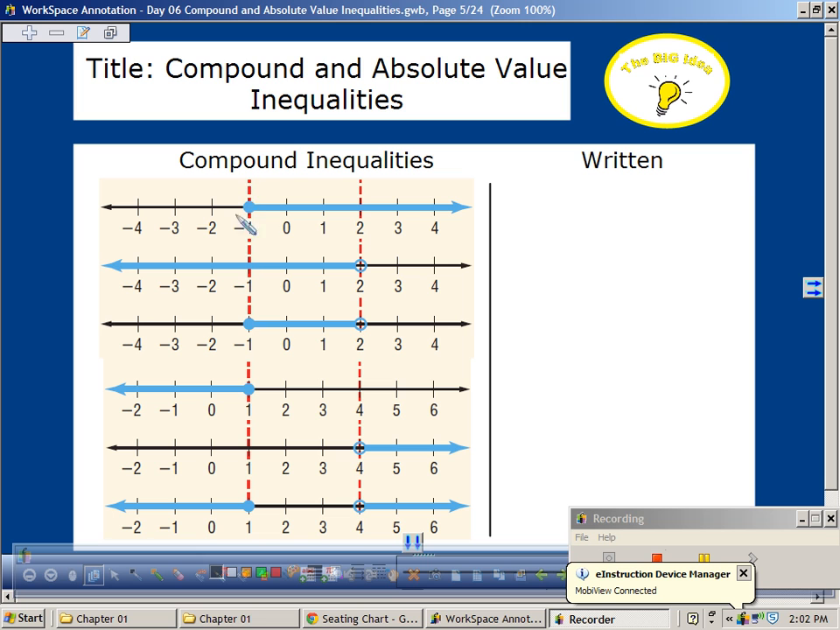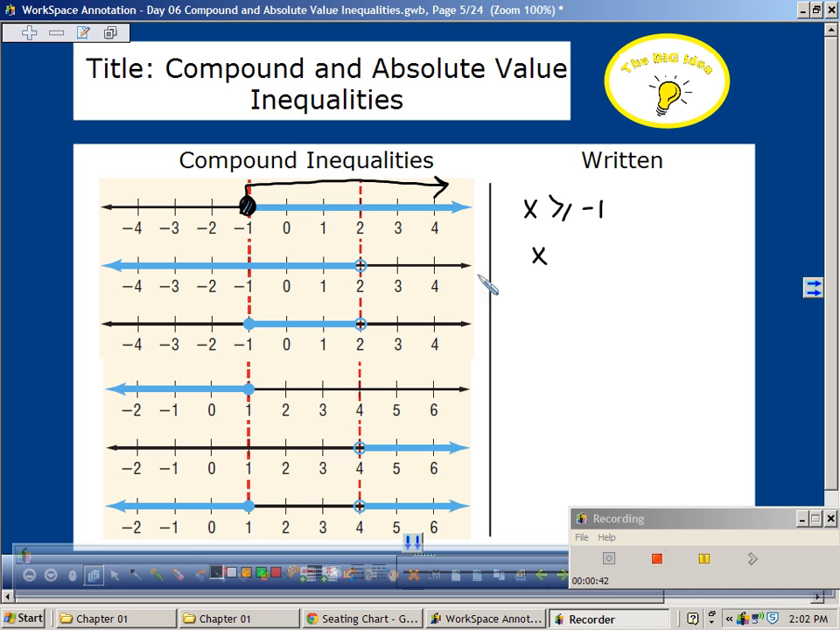On this first one, I have x is greater than or equal to, because this is filled in here, and it's going in the direction that is positive. So x is greater than or equal to -1. Our next inequality graph talks about x being less than, because you've got an open circle, and it's going in the negative direction. X is less than 2.